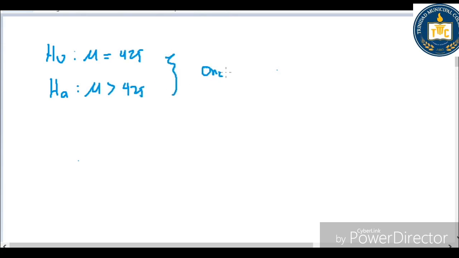Okay, so if we say our null hypothesis is the mean is equal to 425 grams. So, muna itong example ganina. Then, our alternative hypothesis is the mean is greater than 425. So, we can use this with 1/3.